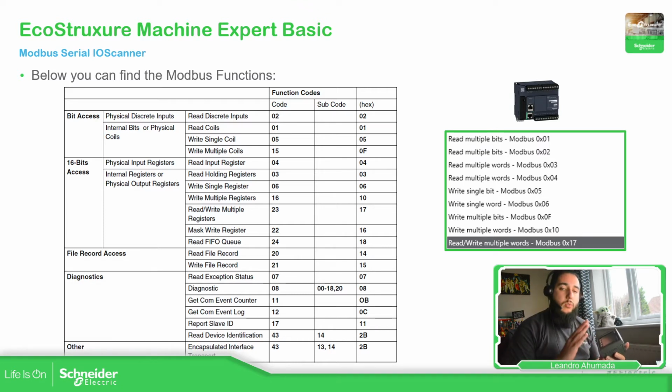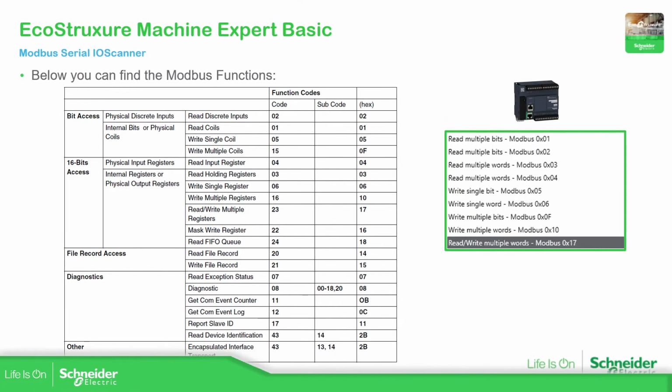So it is important to download the communication table, the Modbus register that we have for the slave device, in this case, this one, in order to know what we need to read or write. Otherwise, it's going to be useless. So let's continue with this.